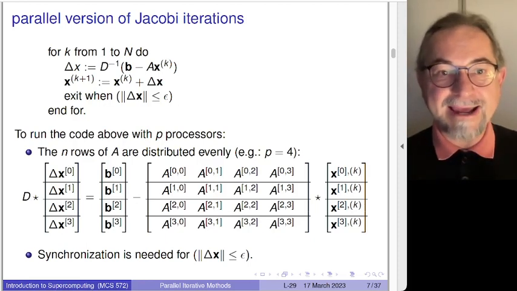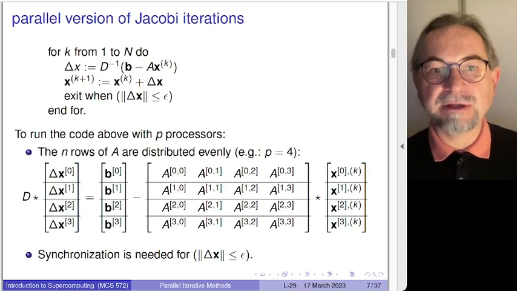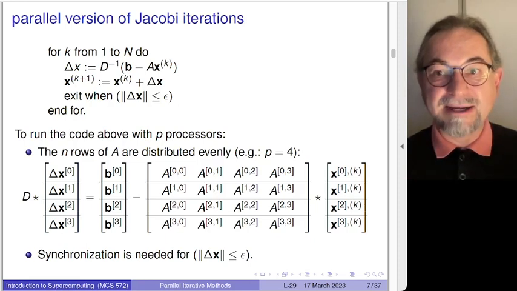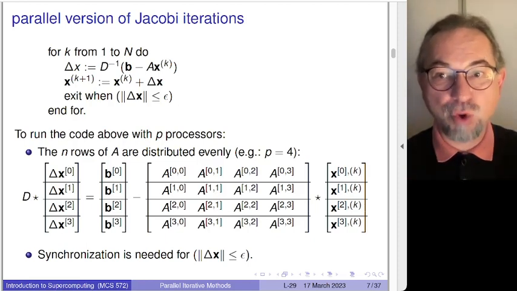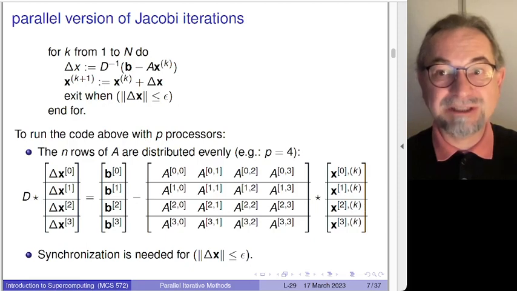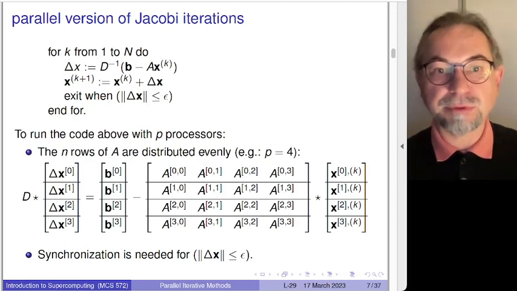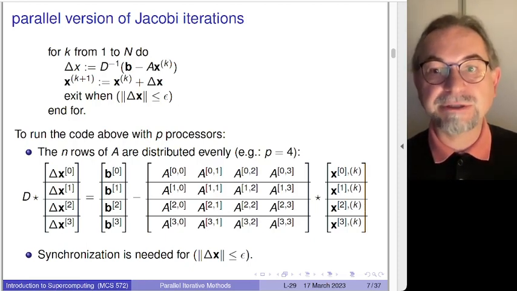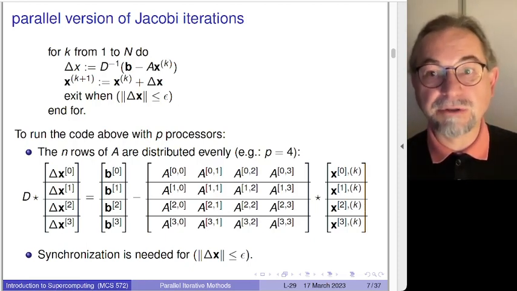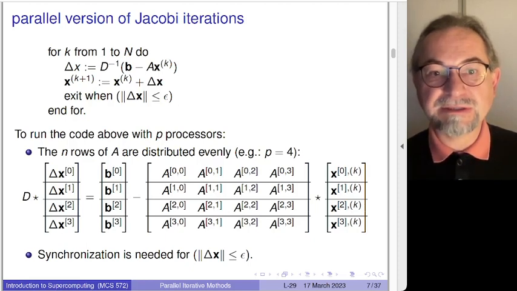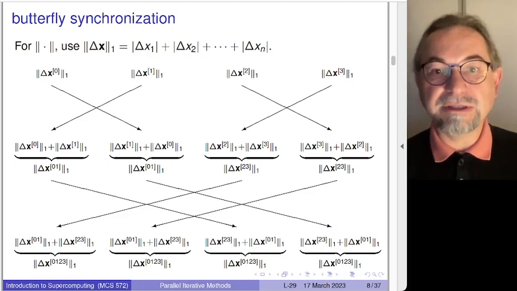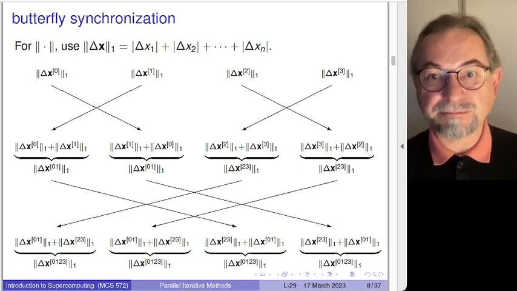However, you see the exit condition. When we are going to use this on a parallel distributed memory computer, every processor runs the same program, and every processor will need to know when to stop. So it needs to know the global information. What that actually means is that it needs to do a synchronization.